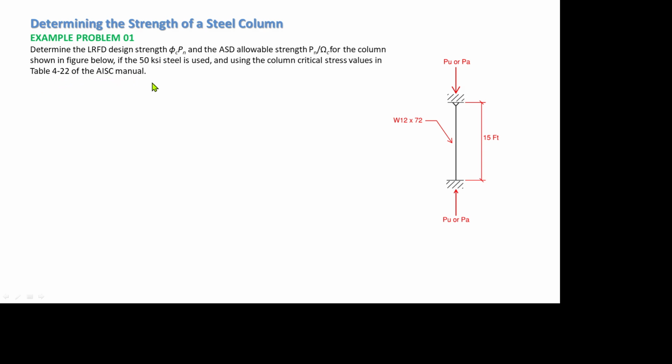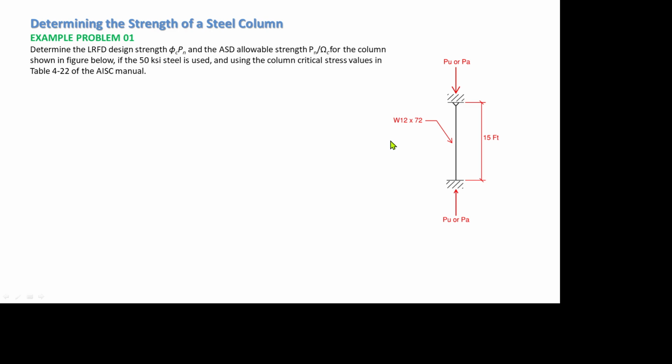So here, as you can see in the figure below, the height of the column is 15 feet, the top support condition is pin, and the lower end is fixed. So we are using here a W12 by 72 steel column profile.